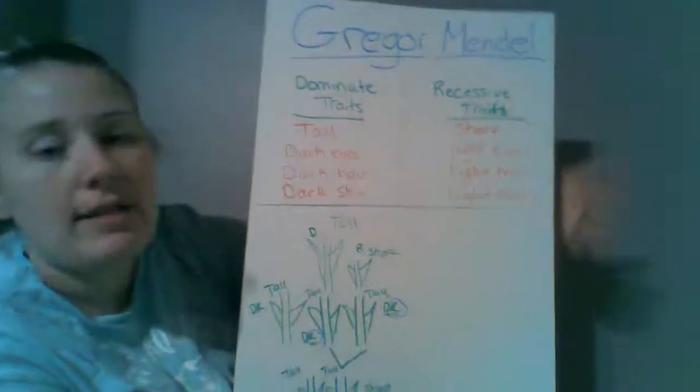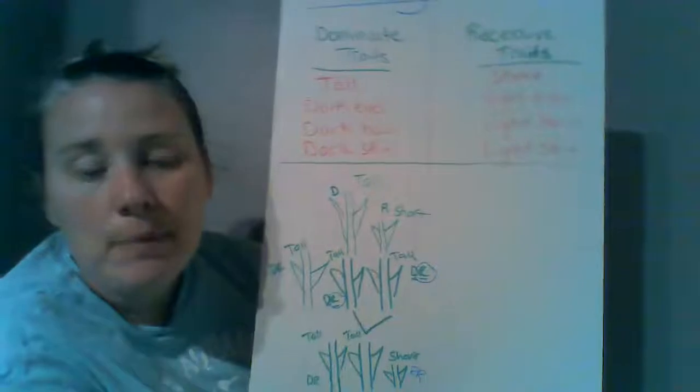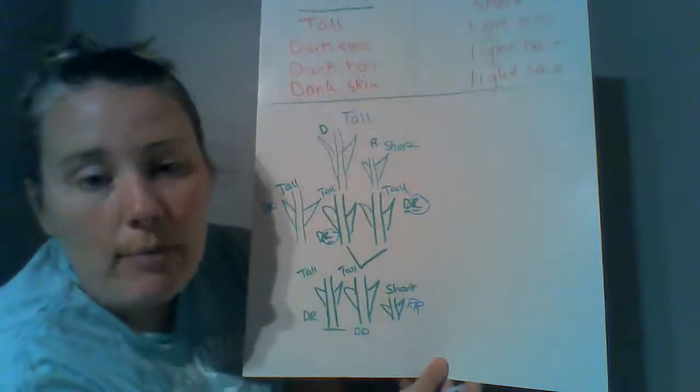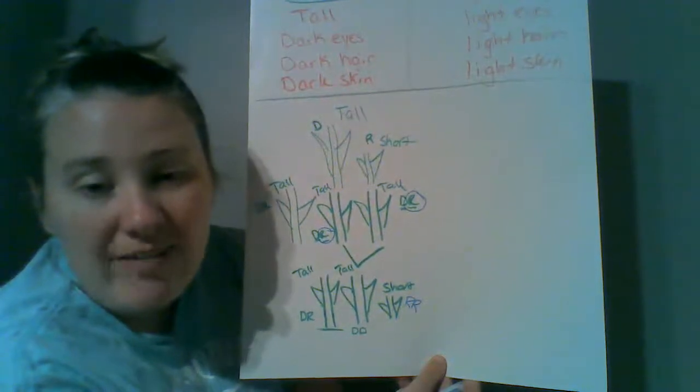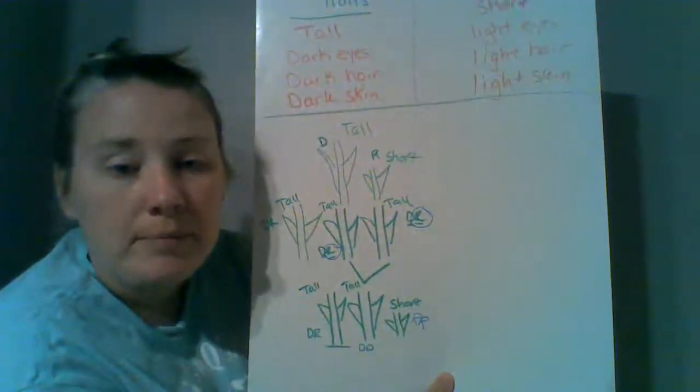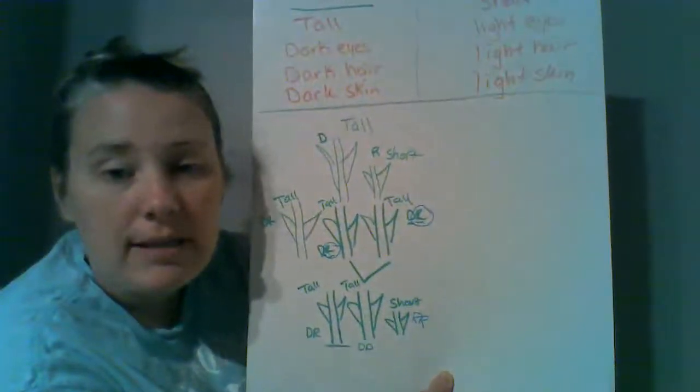So the only time that you are going to get one of these recessive traits is if you get that same trait from your mom and your dad, or in this case, both P plants. You have to have two R's for it to work. Okay? All right, I hope this makes sense.